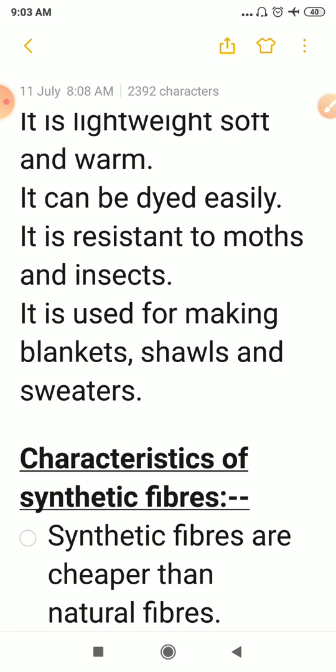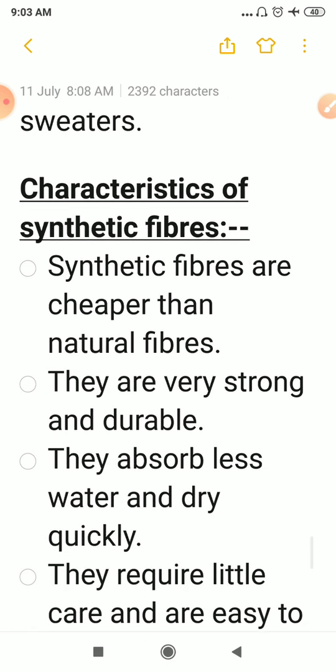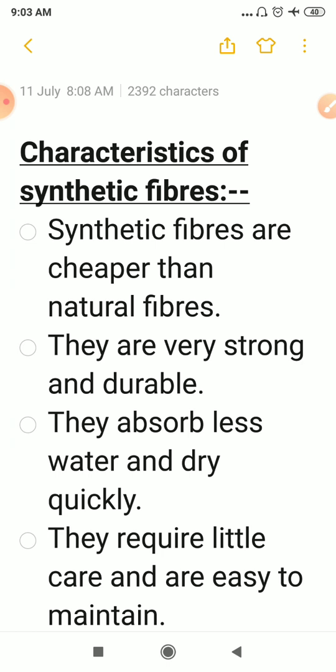And what are the characteristics of synthetic fibers that we will discuss now? Synthetic fibers have these characteristics present in them. Synthetic fibers are cheaper than natural fibers. That we already discussed earlier, that if somebody wants to buy silk dress material, because natural silk is very expensive and he cannot afford that silk, then there is an alternative for him, that he can go for rayon.